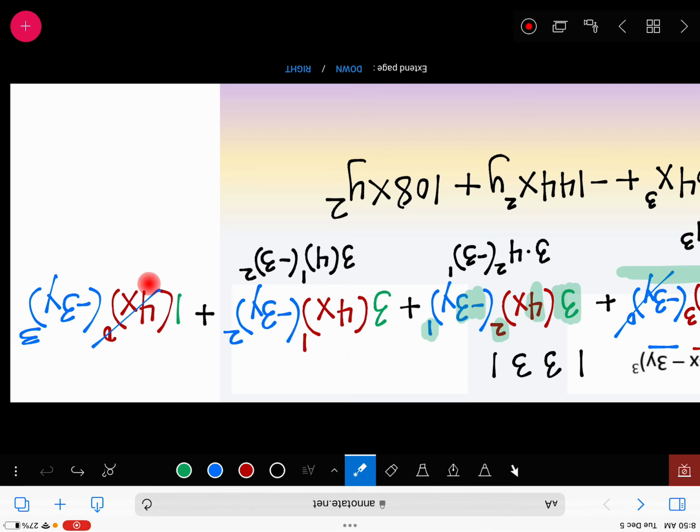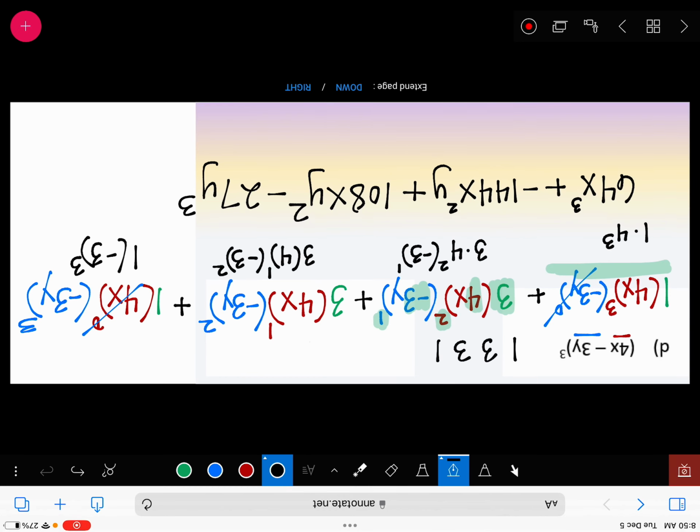And then for this last one, we don't have any x's. And in your calculator, you simply have 1. I mean, you could put 1 times 4 to the power of 0. But anything to the power of 0 is 1. So it's just 1 times negative 3 cubed, which is negative 27y to the third. And when you're looking at your answers, notice how I started off with x to the third, x squared, x, no x. y to the 0, 1, 2, 3. That would be your final answer.